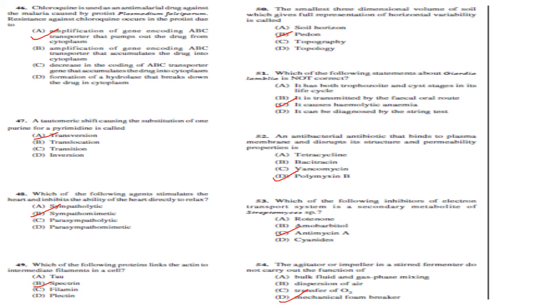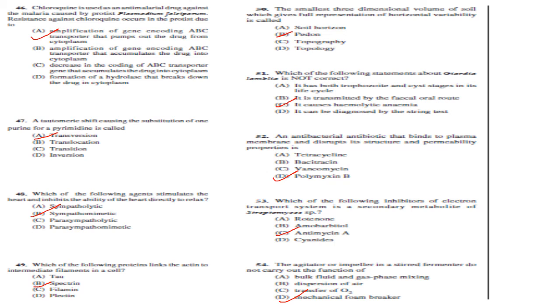Then next one. The smallest three-dimensional volume of soil which gives full representation of horizontal variability is called. It is called as pedon. Answer is option B. Soil horizon is a layer parallel to the soil surface whose physical, chemical and biological characteristic differs from the layers above and beneath. Then what is topography? It is the study of forms and features of land surfaces. So the answer here is pedon.